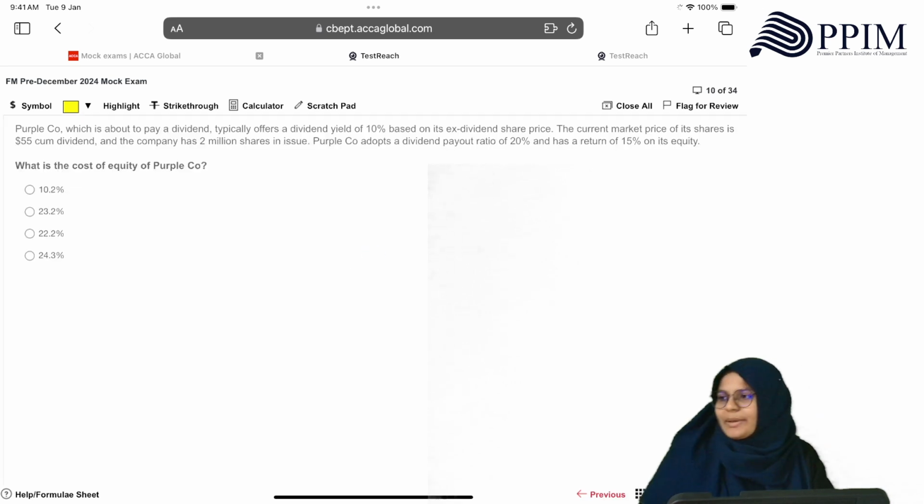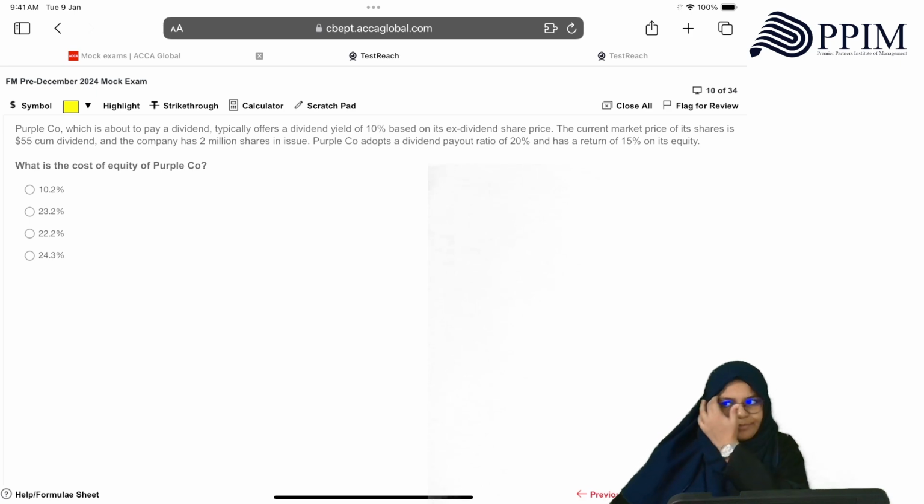Right, so for the cost of equity, clearly we are using the dividend valuation model. Take some time, see if you can do it.